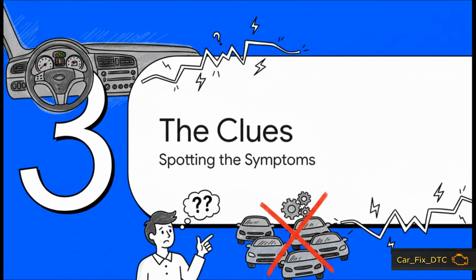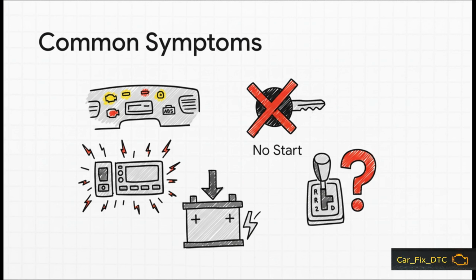So, what does this communication problem actually look like from the driver's seat? Let's go over some of the common symptoms you might be seeing. Well, you're almost definitely going to see the check engine light, but don't be surprised if ABS or traction control lights pop up too. In some of the more serious cases, your car might not even crank or start at all.